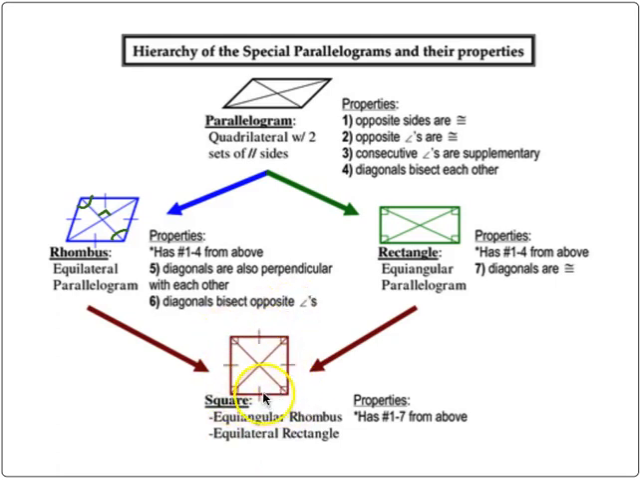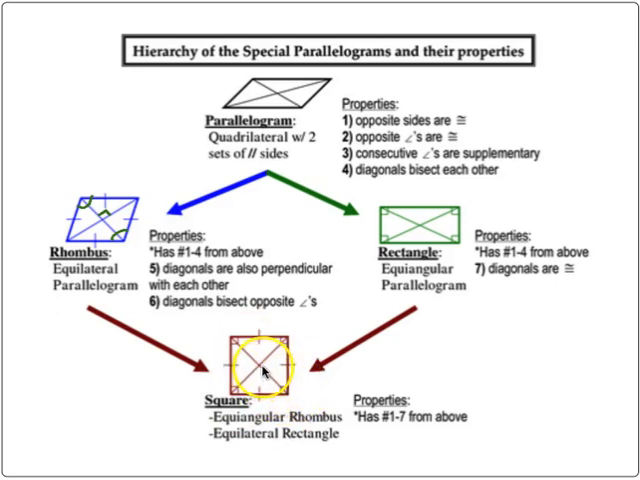So technically, a square can be considered a rectangle because a square has all the properties of a rectangle. A square can also be considered a rhombus because a square has all the properties of a rhombus. And then a square is a type of parallelogram because it has all the properties of a parallelogram. Opposite sides are congruent, opposite sides are parallel, opposite angles are congruent, and the diagonals bisect each other.